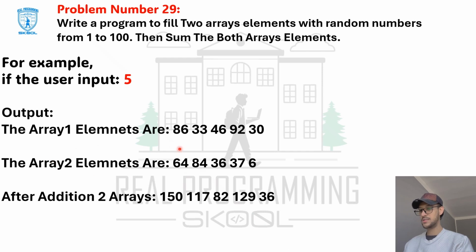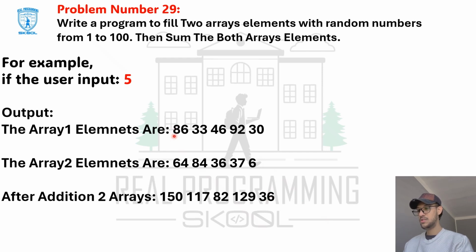Okay, so 86 plus 64 gives me 150. 33 plus 84 gives me 117. 46 plus 36 gives me 82. 92 plus 37 gives me 129. 30 plus 6 gives me 36.